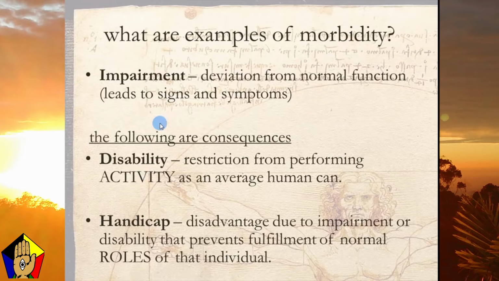If it's preventing them from doing their job or their role, you know, their normal roles as an individual, we call it a handicap. So a handicap is basically anything that prevents them from fulfilling their social roles.